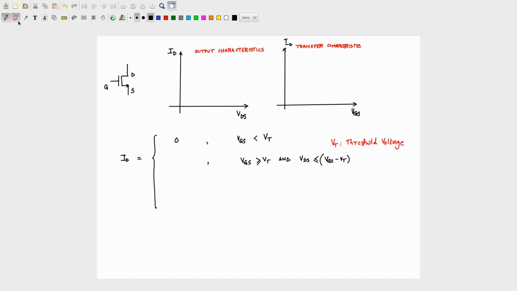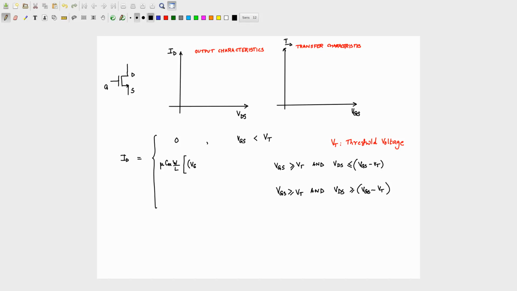Then in the situation where VGS is greater than or equal to VT, there are two sub-conditions. I have to look at the drain source voltage, and if the drain source voltage is less than or equal to this difference VGS minus VT, I have one kind of expression. And in the situation where I have VGS greater than VT and VDS greater than VGS minus VT, I have a different situation. And what are those situations?